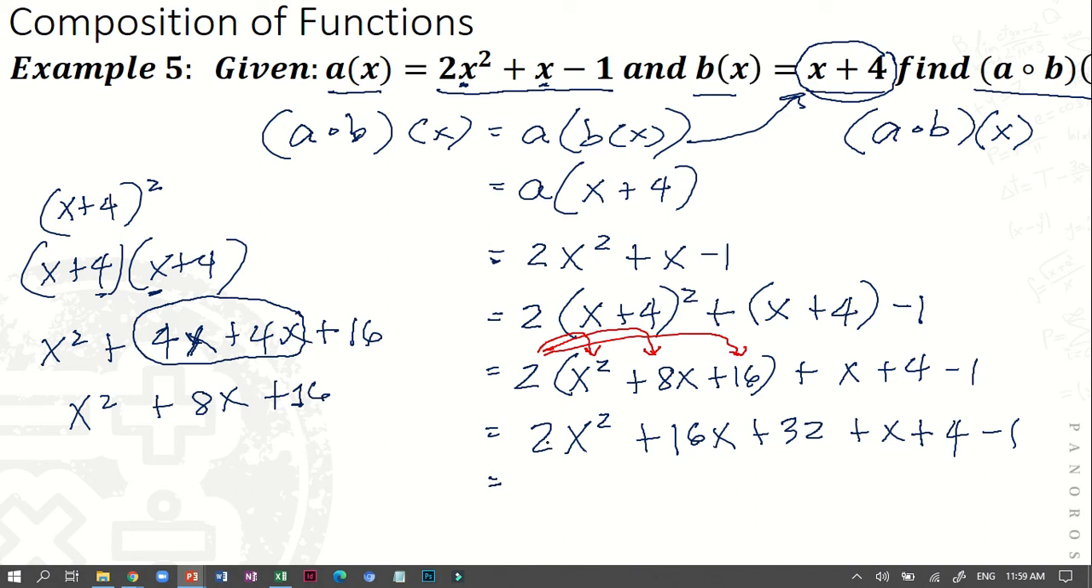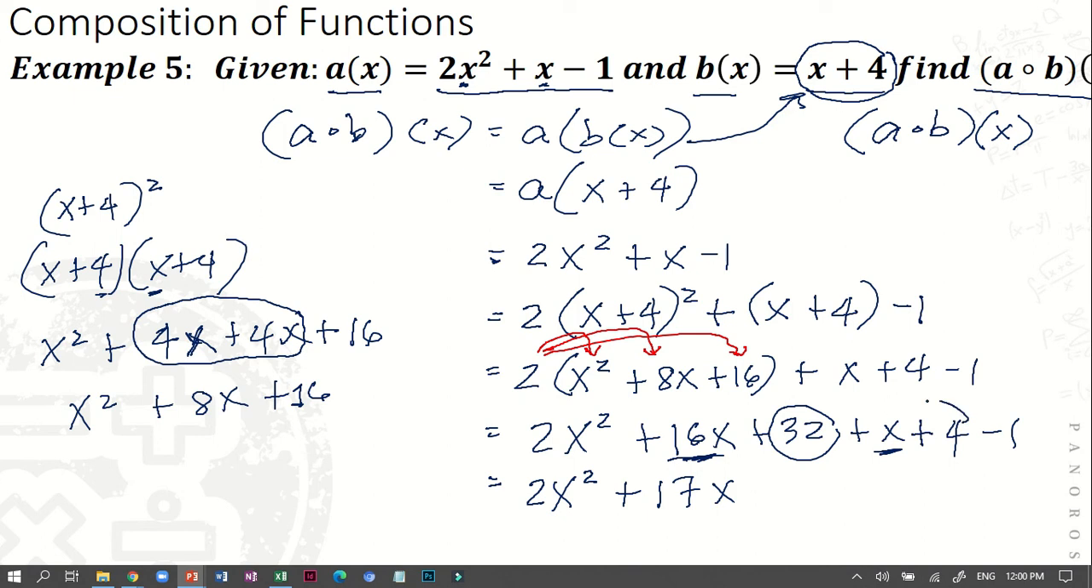Okay, combine similar terms. Walang ka-similar yung 2x squared. Wala siyang kamukha. Wala namang merong ibang x squared dito. So, copyhin lang siya. 2x squared. Yung 16x merong kamukha. Magkamukha sila ni x. Pareho silang walang exponent pero meron silang variable. So 16 plus 1. So that will become plus 17x.